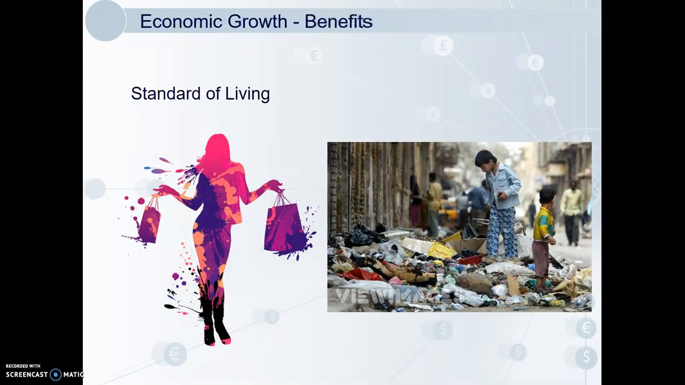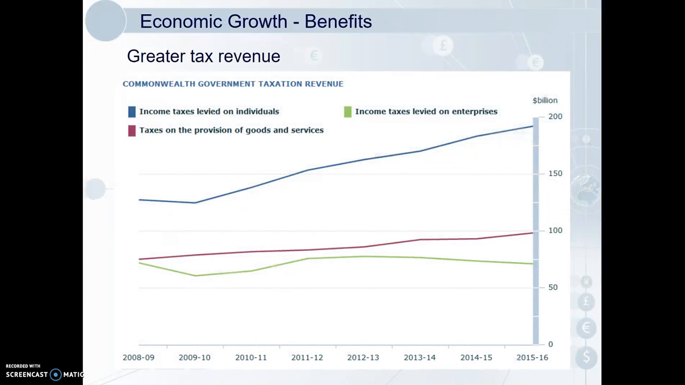Now, why do we care about growth? Growth is good because we get to meet more of our needs and wants. More growth equals more income to satisfy needs and wants. It should also lead to less poverty. Governments should receive greater tax revenue when we have more growth. You can see what has happened here to tax revenues in Australia in the last 2008 to 2016. There's been continuous growth in Australia and tax revenues have grown as well.